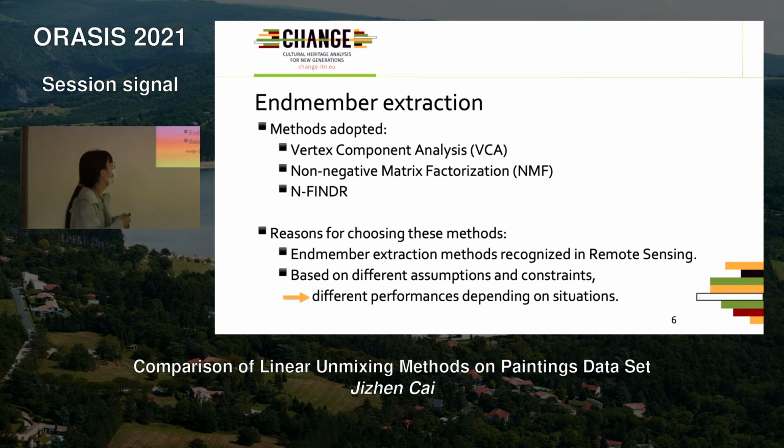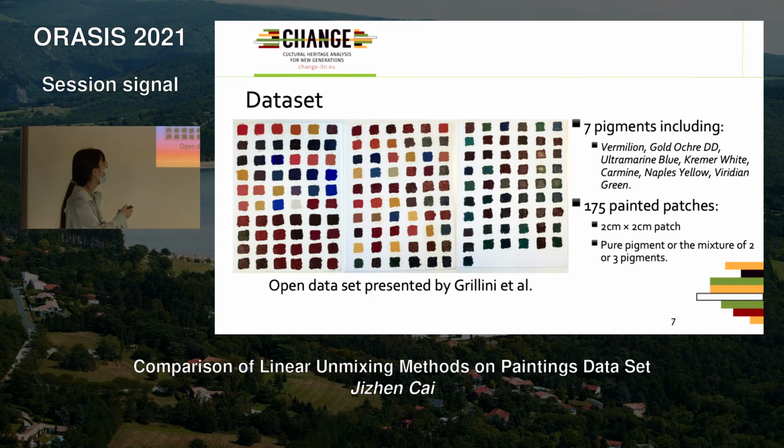Briefly speaking, N-FINDR treats it as follows: since there are n endmembers, for the n dimension, the goal is to find the endmembers that can form the biggest volume of the simplex. Because they have different assumptions and constraints, on different datasets and in different real cases, they may perform differently. So that's better for us to compare.